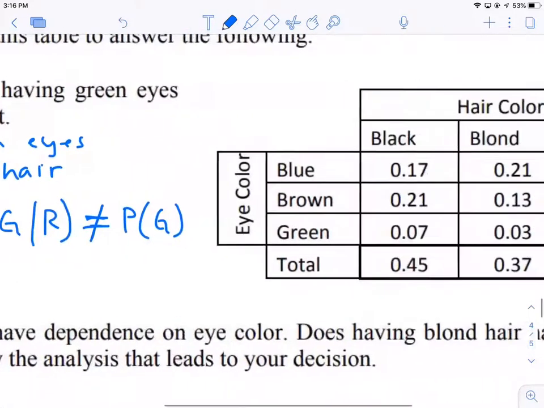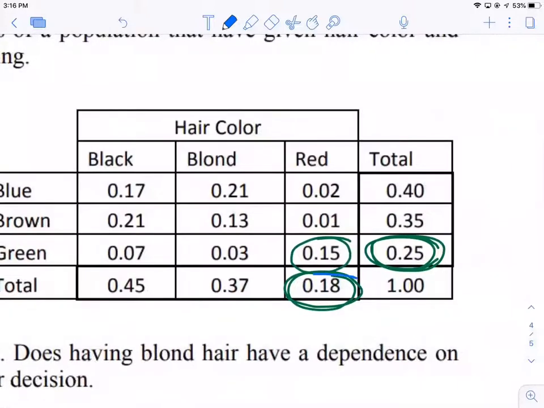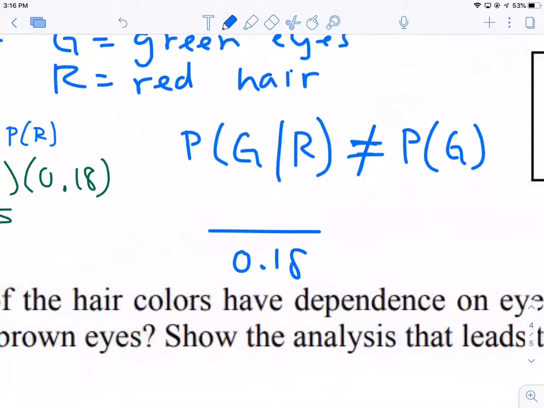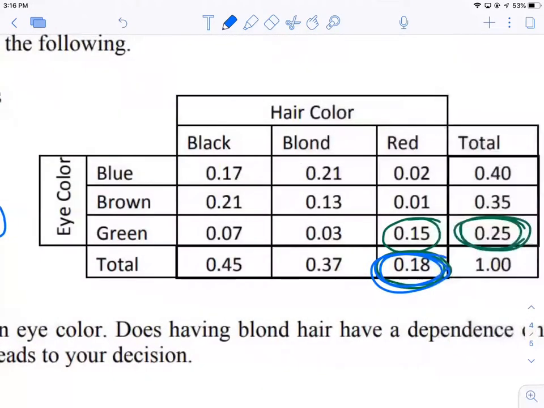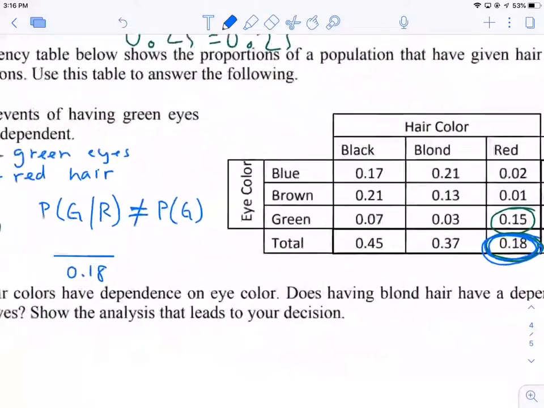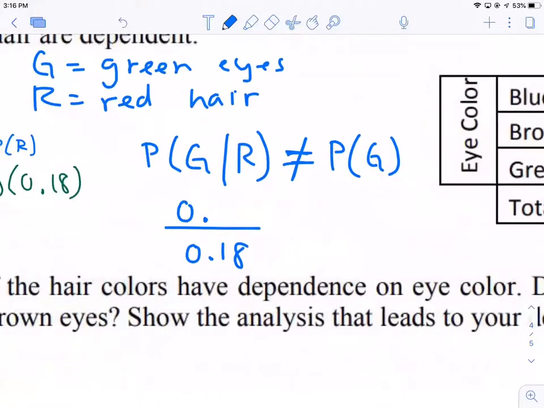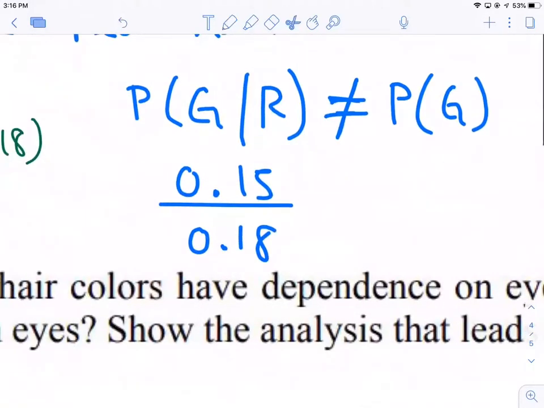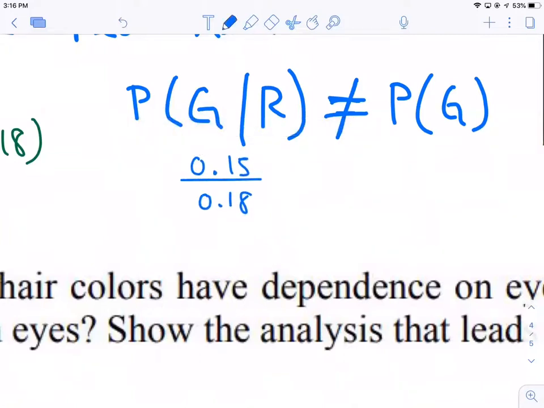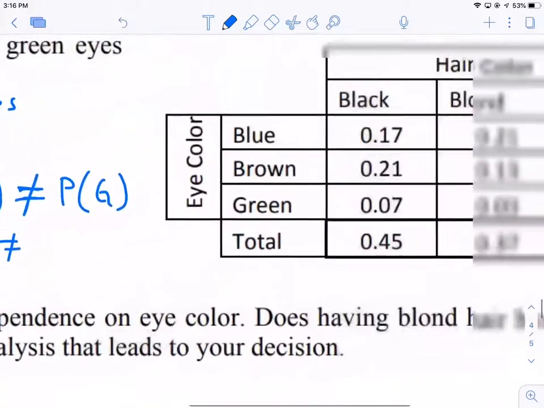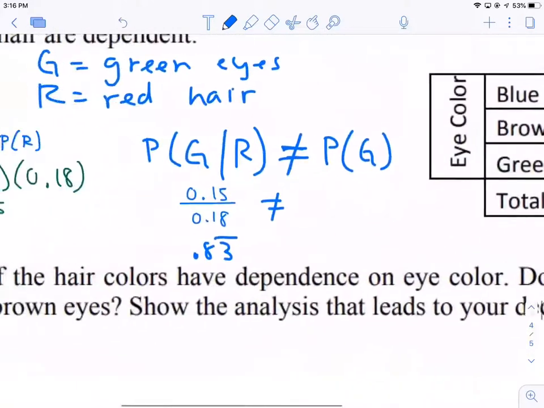What's the probability of having green eyes given red hair? So given red hair, out of this 18% of the population, how many have green eyes? 0.15. And let me calculate what that is equal to first. 15 over 18, that's 0.83 repeating. All right, we get 0.83 repeating here. Let's show that does not equal the probability of having green eyes, which is 25%.